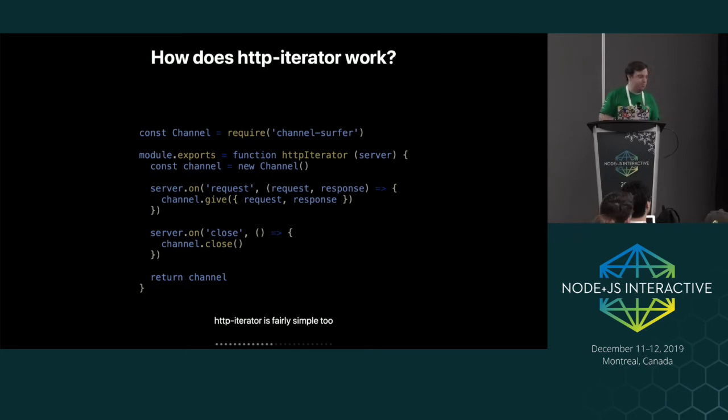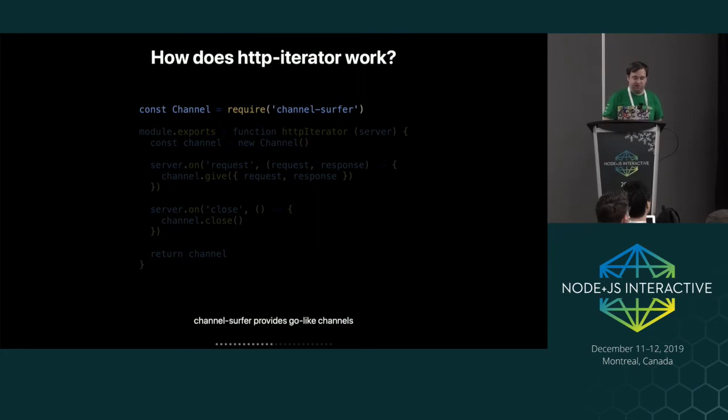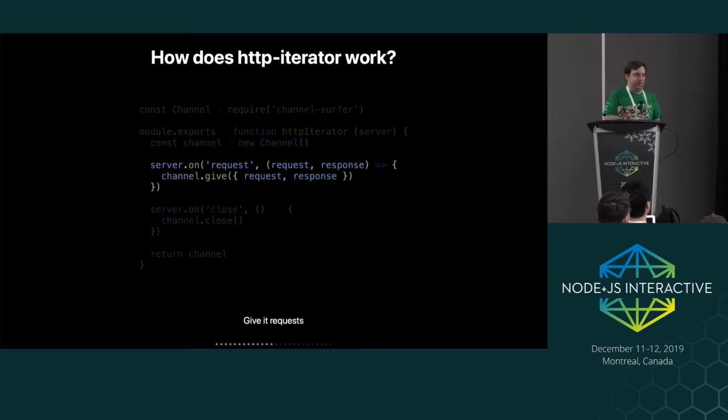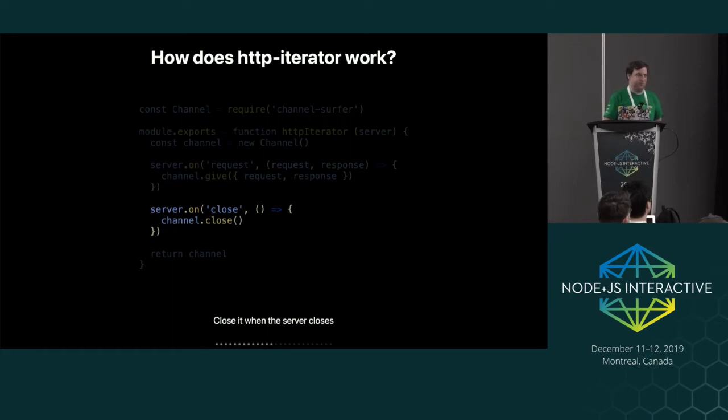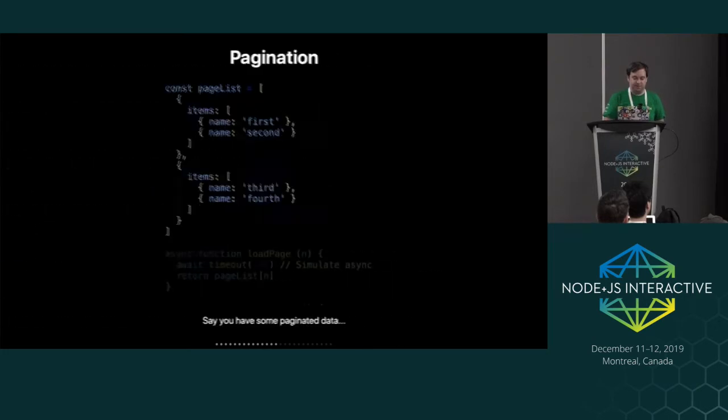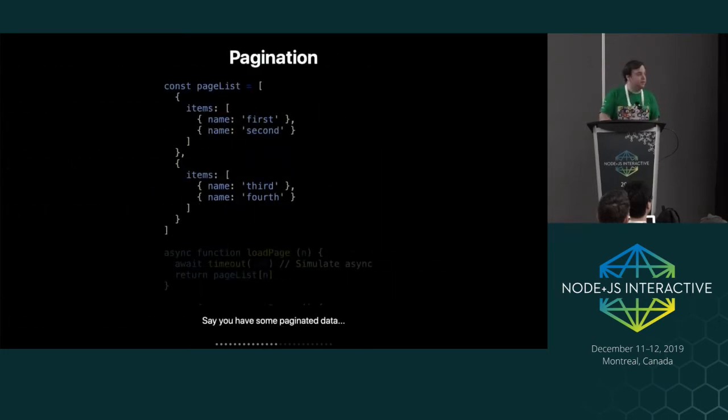And so this is the entirety of HTTP iterator. It's a module called Channel Surfer, which provides Go-like channels. So you create a channel and listen to the server's request event, and just pass the request and response into the channel, and then close the channel when the server closes. And that's it. We'll get into a more complex example now.